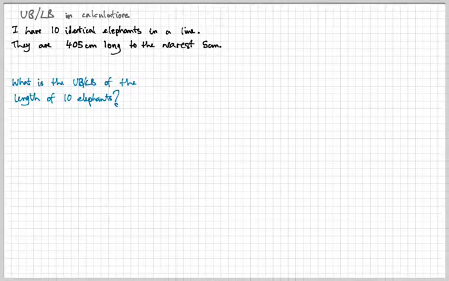So you can imagine 10 elephants lined up in a line, okay? They're all identical, they have been measured, and some guy, for some reason, decided to round their measurements to the nearest 5 centimetres, and he said they're 405 centimetres about. Absolutely ridiculous. So, let's look at one elephant to start with.